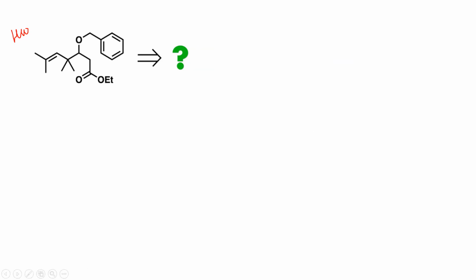So first, you can see there is an ether, an ester, and an alkene. Now which bond should be broken first?